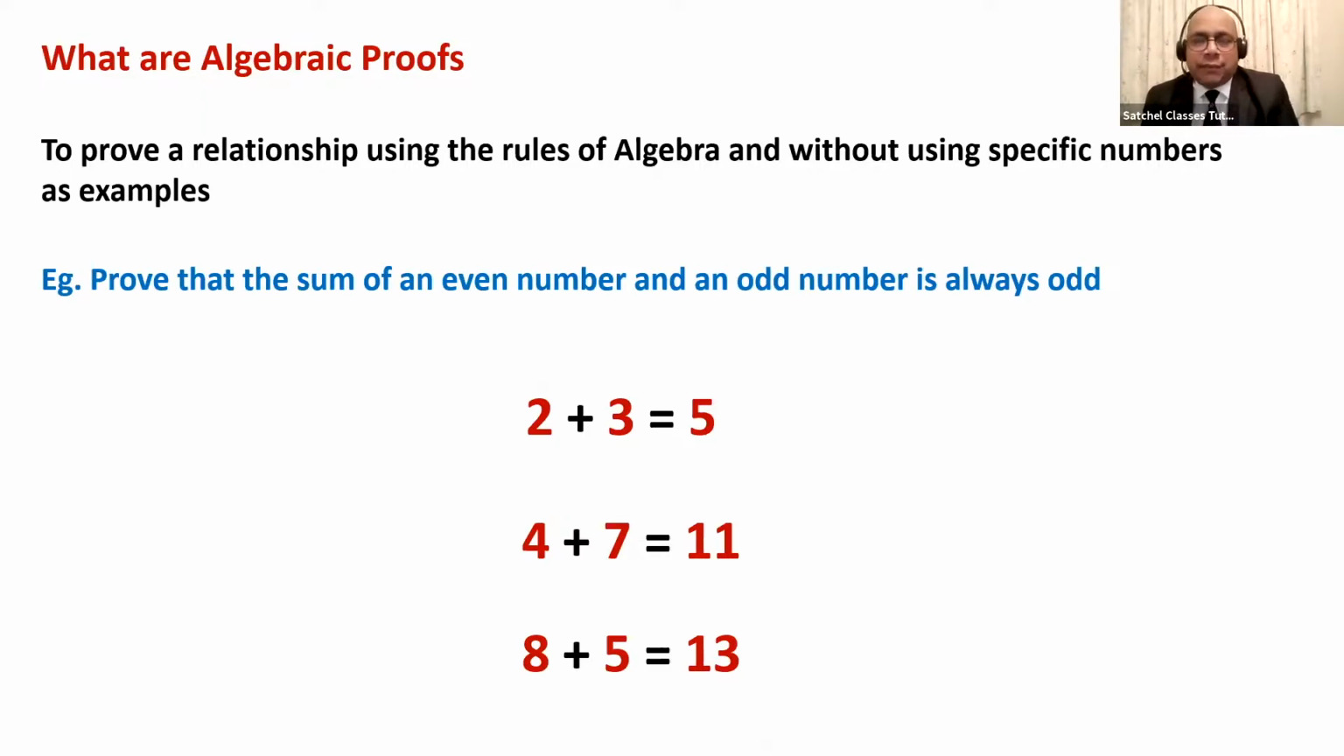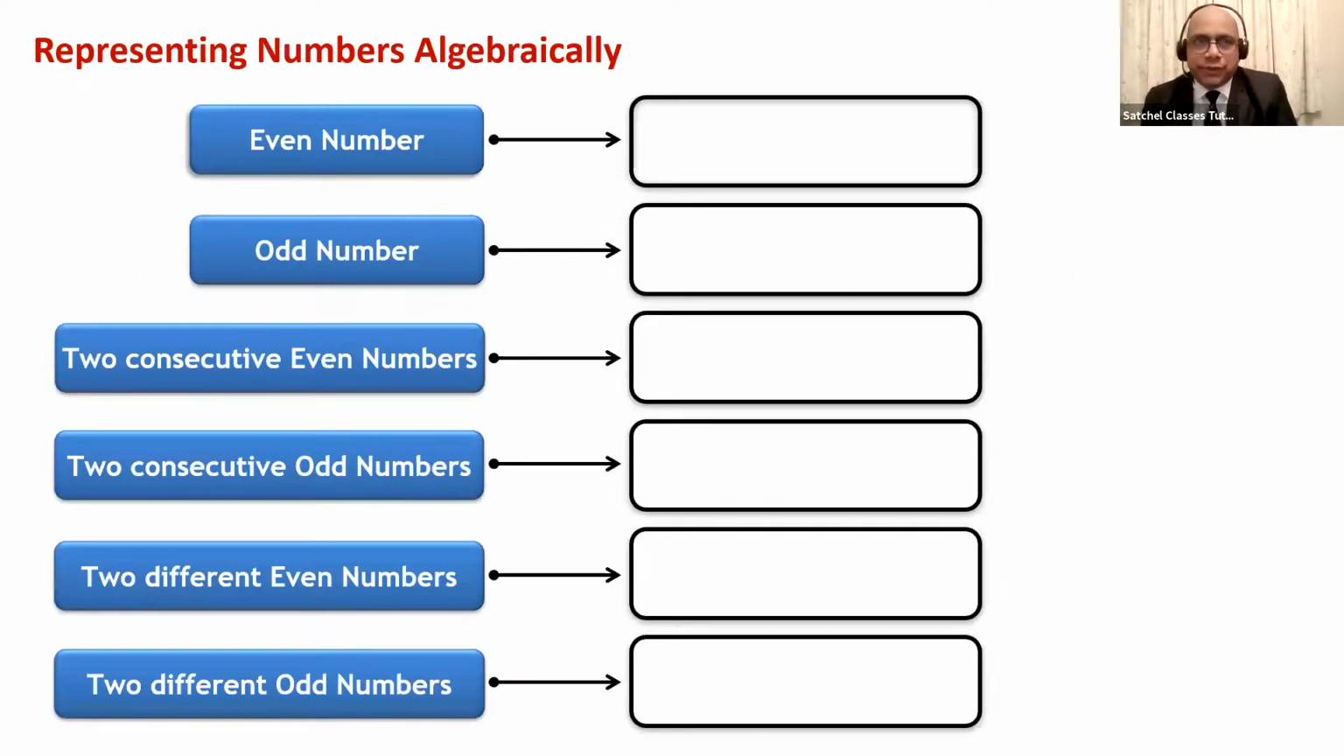To prove any mathematical relationship algebraically, we need to understand how we represent specific numbers algebraically. So let's first understand that. How do we represent an even number algebraically? Examples of even numbers are 4, 8, 14, 20. Now, what is important in an even number? The important thing is it always has a factor 2 in it. And hence, an even number can be represented as 2n. That's the general way in which you can represent an even number.